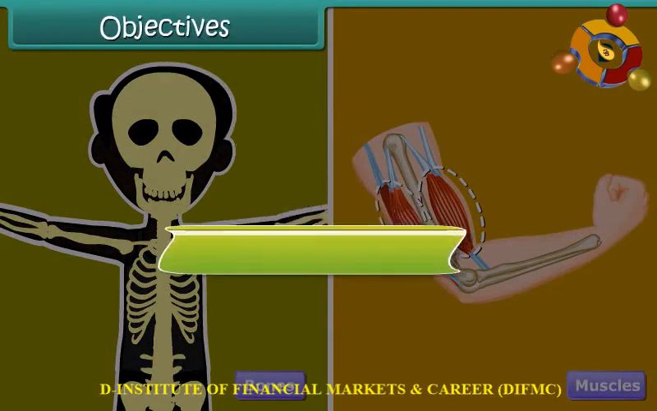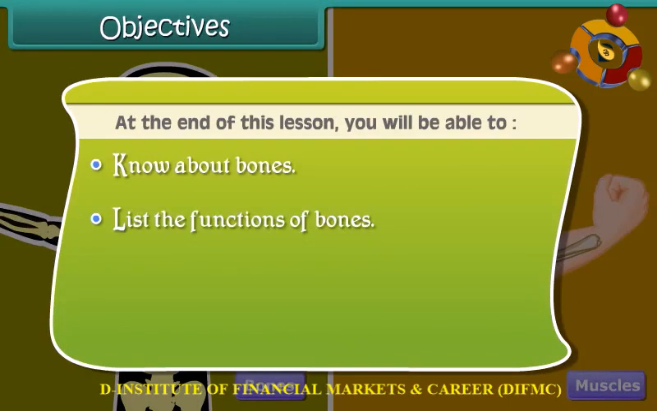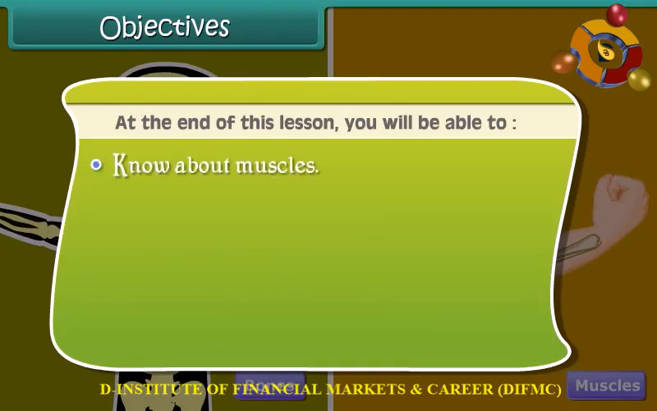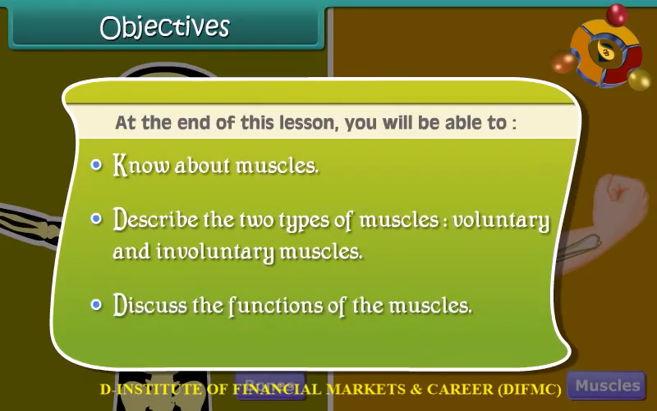Objectives. At the end of this lesson, you will be able to know about bones, list the functions of bones, tell about joints, explain different types of joints, know about muscles, describe the two types of muscles, voluntary and involuntary muscles, discuss the functions of the muscles.